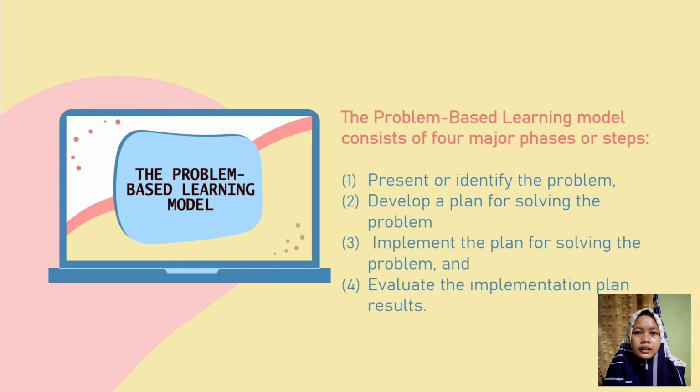And the problem-based learning model consists of 4 major phases or steps. The first one is present or identify the problem. The second one is develop a plan for solving the problem. And the third one is implement the plan for solving. And the last one is evaluate the implementation plan results. In this, I will explain one by one.